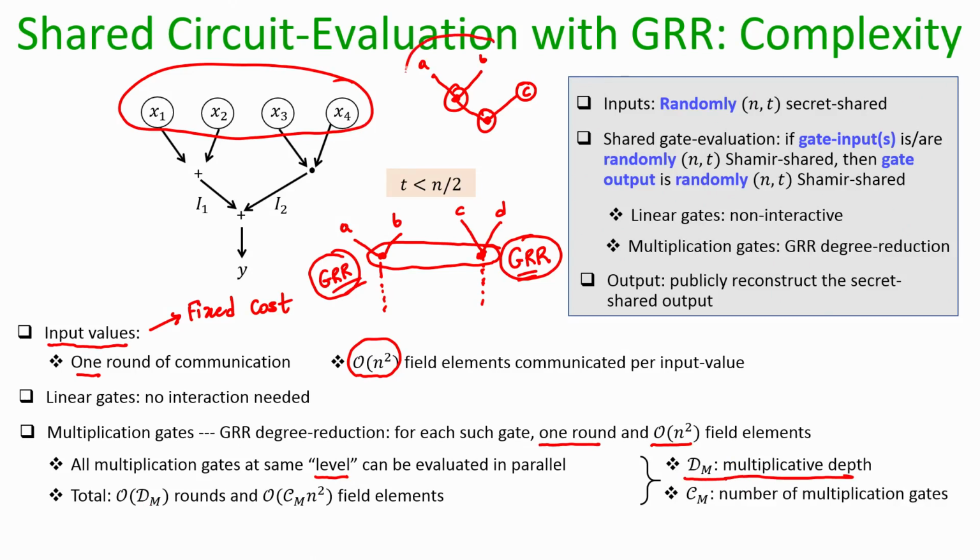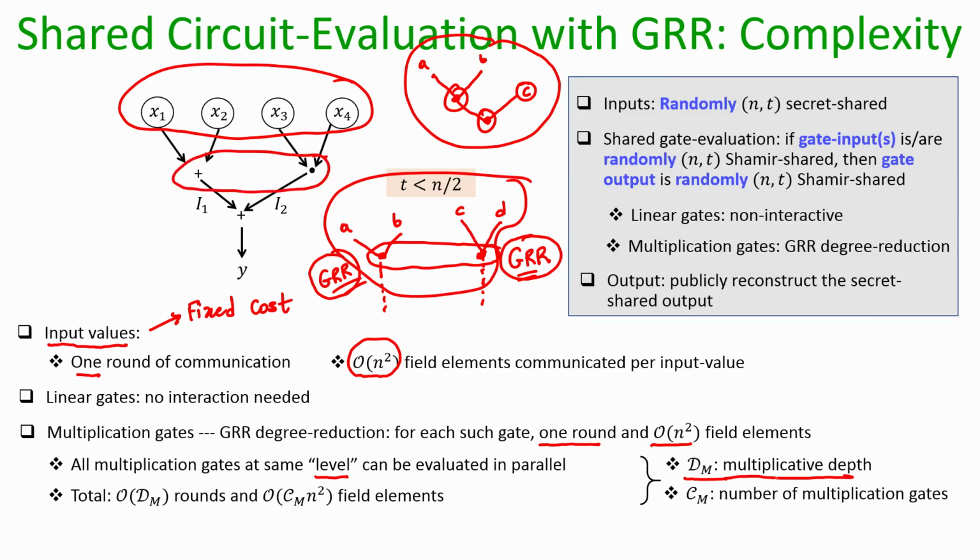So, for example, if this is my circuit, then the multiplicative depth is 2, whereas this is the circuit, then the multiplicative depth is 1, the multiplicative depth of this circuit is 1, and so on. I stress it is a multiplicative depth, not the depth of the entire circuit. So, depending upon how many independent layers of multiplication gates you have, that many rounds of interaction will be required if I count the total number of rounds of interaction which are involved in all the instances of GRR degree reduction.